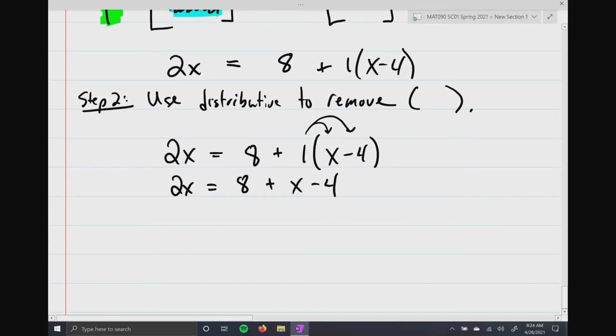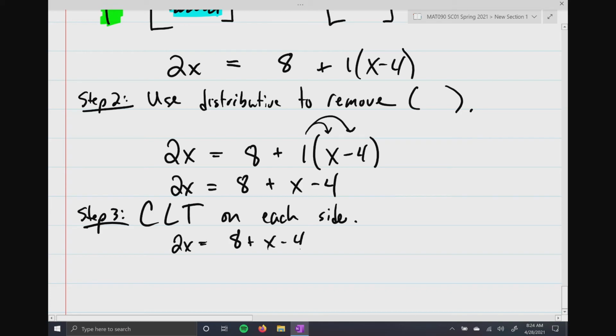So step 3, and I'm really, really breaking this down. I didn't do this in the previous class. So step 3, you're going to combine like terms on each side. Meaning you look only on the left-hand side and you combine like terms. Then you look only on the right-hand side and then you combine like terms. On the left, and I'm just going to rewrite the problem. So on the left-hand side, there's nothing I can do. On the right-hand side, 8 minus 4 is 4. Okay? Are there any questions there?